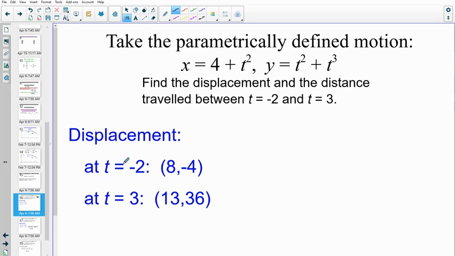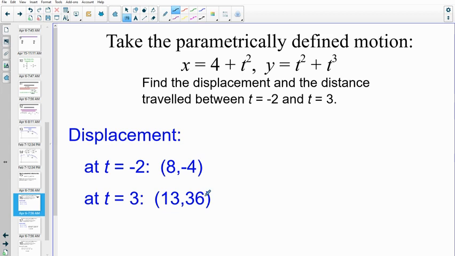And so find where it is. At time t equals -2, plug it in. This is the location, the x-coordinate and the y-coordinate at this time. Plug in time equals 3. Here are the x-coordinate and the y-coordinate just plugged into my parametrically defined functions. And so there it is.